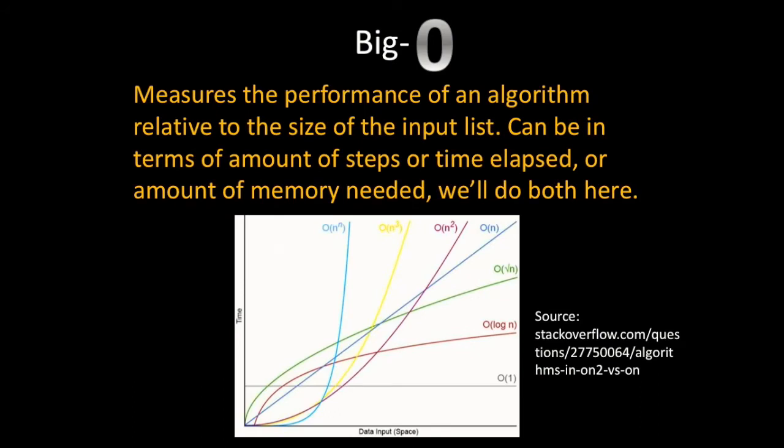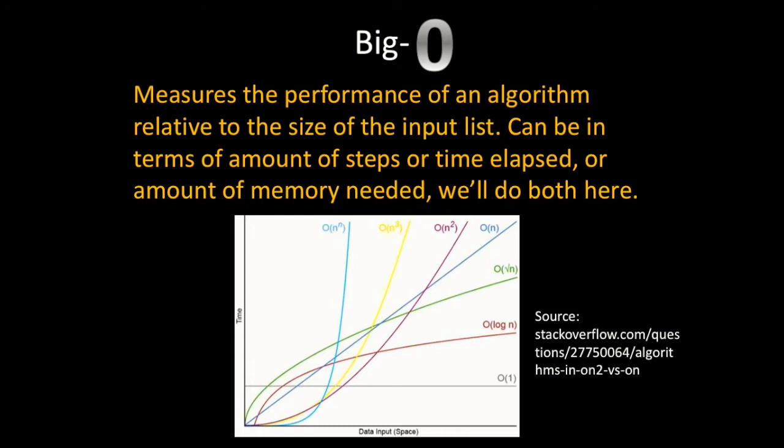So when we analyze the performance of an algorithm, we use a notation called Big-O, which measures the performance of an algorithm relative to the size of the input list. So we're looking for a relationship between the size of the input list and how much time or how much memory the algorithm uses. And we can see that relationship in the graph below.